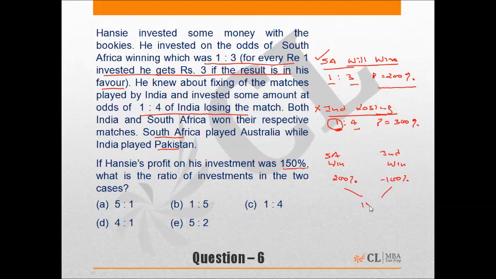What is his average profit? His average profit is 150%. So this becomes 200 minus 150 is 50, and minus 100 minus 150 is minus 250. So the ratio of investment on South Africa to India is 250 is to 50, or 5 is to 1. Choice A is the correct answer. A simple question of allegation. Let's look at the next question.